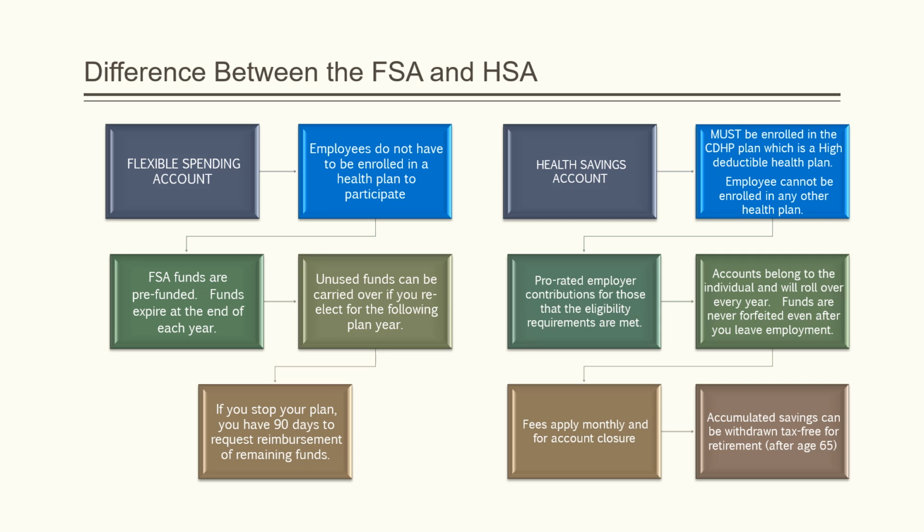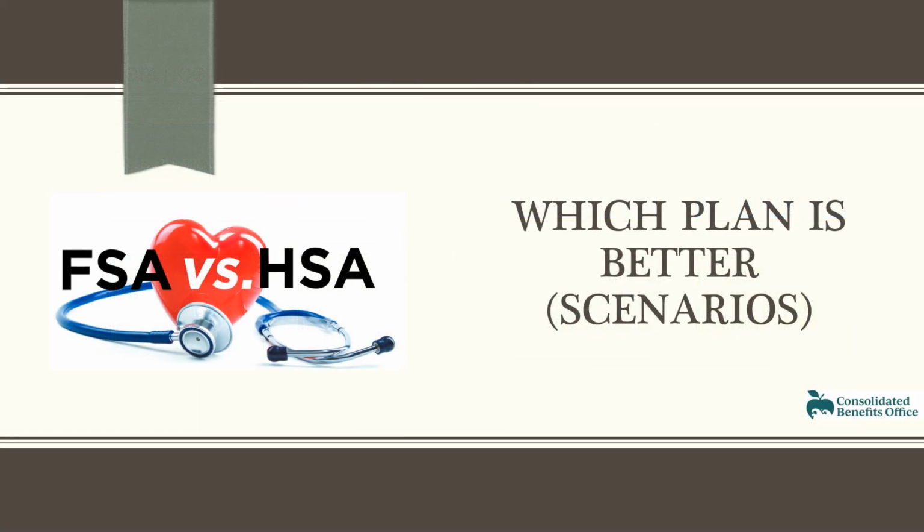It offers prorated employer contribution for those that the eligibility requirements are met. The HSA belongs to the individual and funds will roll over each year and never forfeit even after leaving employment. The HSA does have fees that are applied monthly and for account closure. All accumulated savings can be withdrawn tax-free after reaching age 65. Only you can determine which plan fits you and your family's needs.